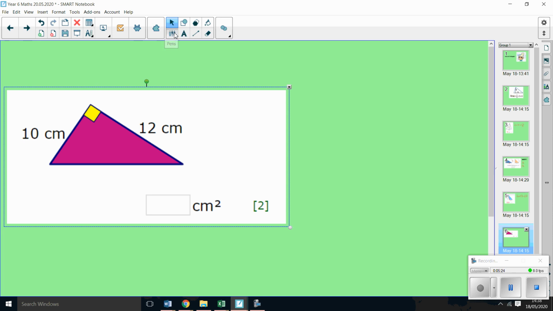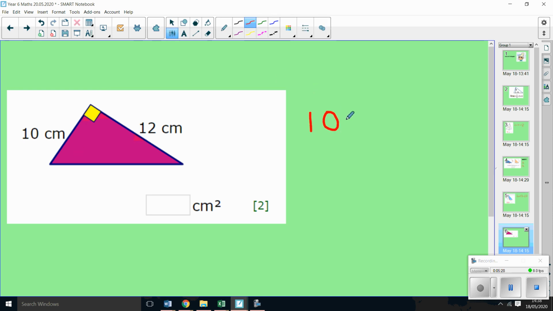So again, all we do is the base, which is 10, times the vertical height, which they're giving you is 12, which we know is 120. Don't forget to half your answer. So the answer would be 60. So most of these you'll be able to do in your head. Okay?